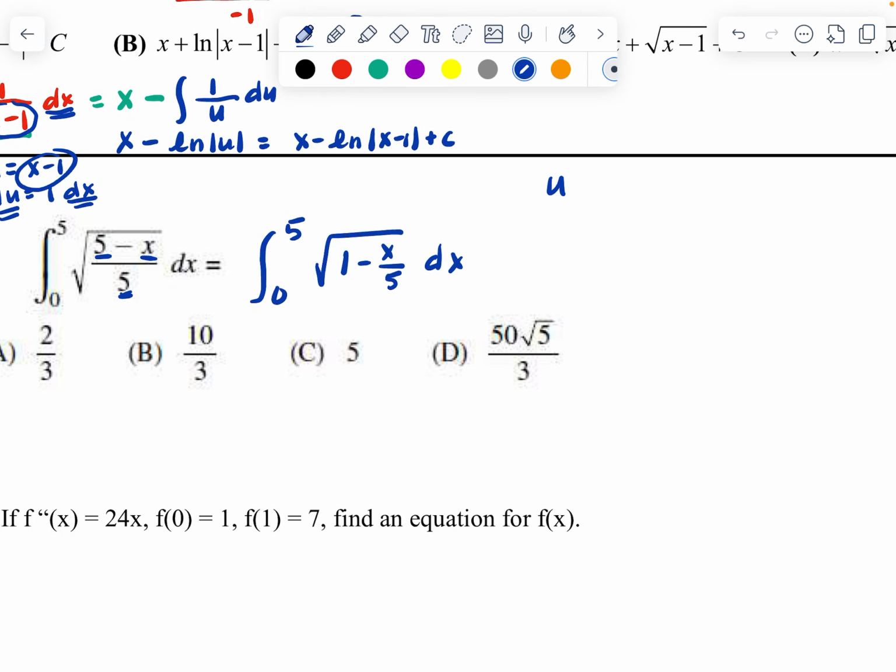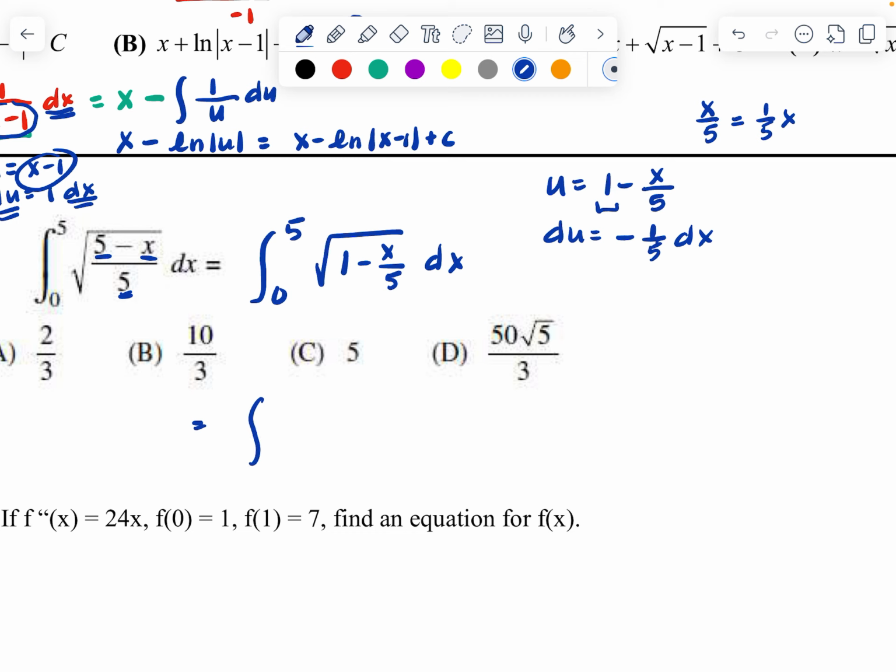I'm going to make my u all the disgusting stuff inside that square root, which is 1 minus x over 5. Then your du is going to be, well, the derivative of 1 is 0, okay, minus the derivative of x over 5. You guys remember x over 5 is just a fancy way of saying 1/5 x. It's the same thing. So the derivative of 1/5 x is just 1/5, and then dx. Okay, so let's go ahead and do that u substitution.